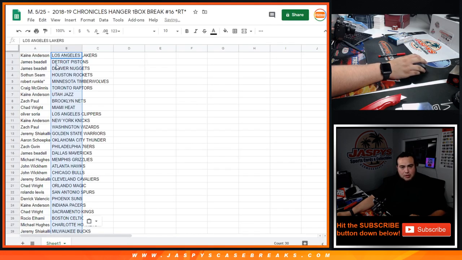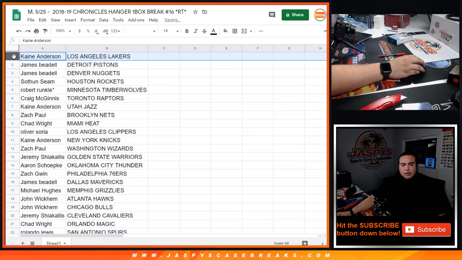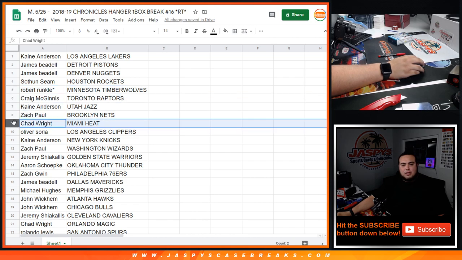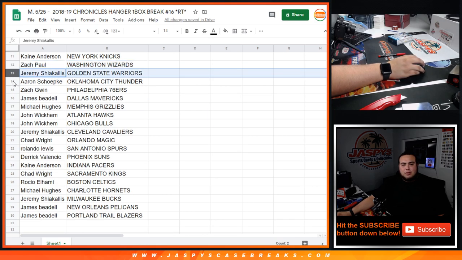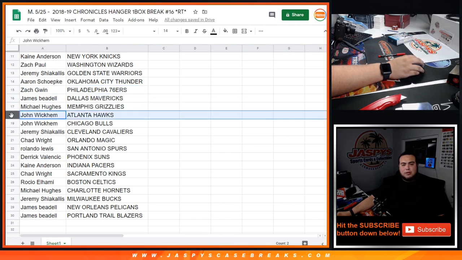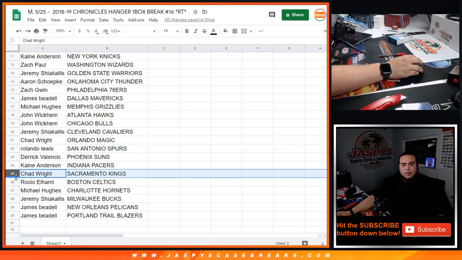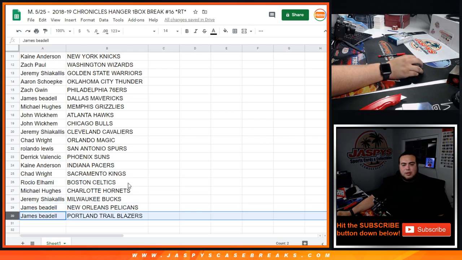And the same thing, guys, I think I'm going to close the trade window pretty quickly because I don't think people are going to trade. Kane came with the Lakers, James, Pistons, South, Rockets. Rob with the T-Wolves, Craig with the Raptors, Kane with the Jazz, Zach with the Nets, Chad with the Heat, Oliver with the Clippers, Kane with the Knicks, Zach with the Wizards, Jeremy with the Warriors, Aaron with the Thunder, Zach G with the 76ers, James with the Mavericks, Michael with the Grizzlies, John with the Hawks, Bulls, Jeremy with the Cavs, Chad with the Magic, Rolando with the Spurs, Derek with the Suns, Kane with the Pacers, Chad with the Kings, Rocio with the Celtics, Mike with the Hornets, Jeremy with the Bucks, James with the Pelicans and Blazers.